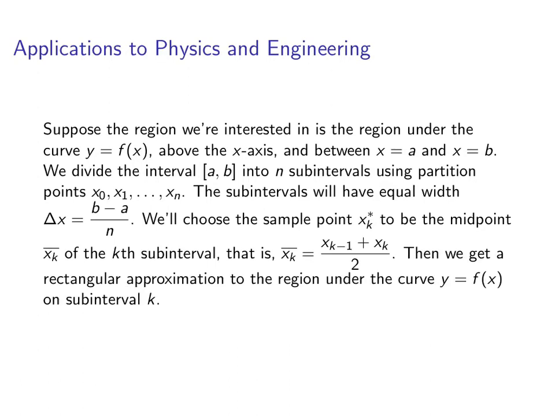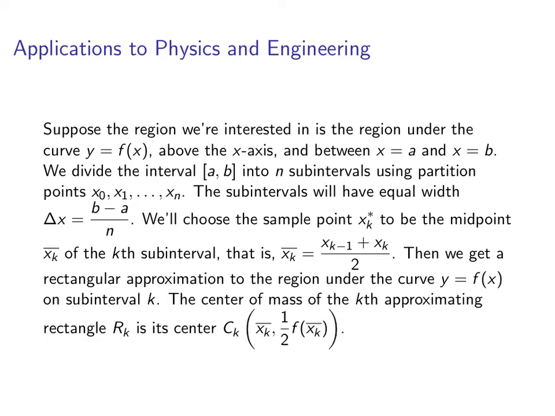So then on the kth subinterval we get a rectangular approximation to the region under the curve. This is very much like what we did with the midpoint rule, except we're doing something totally different with this approximation. Now the center of mass of the kth approximating rectangle, which we'll call r sub k, is its center, c sub k, which has coordinates (xk bar, 1/2 f of xk bar).